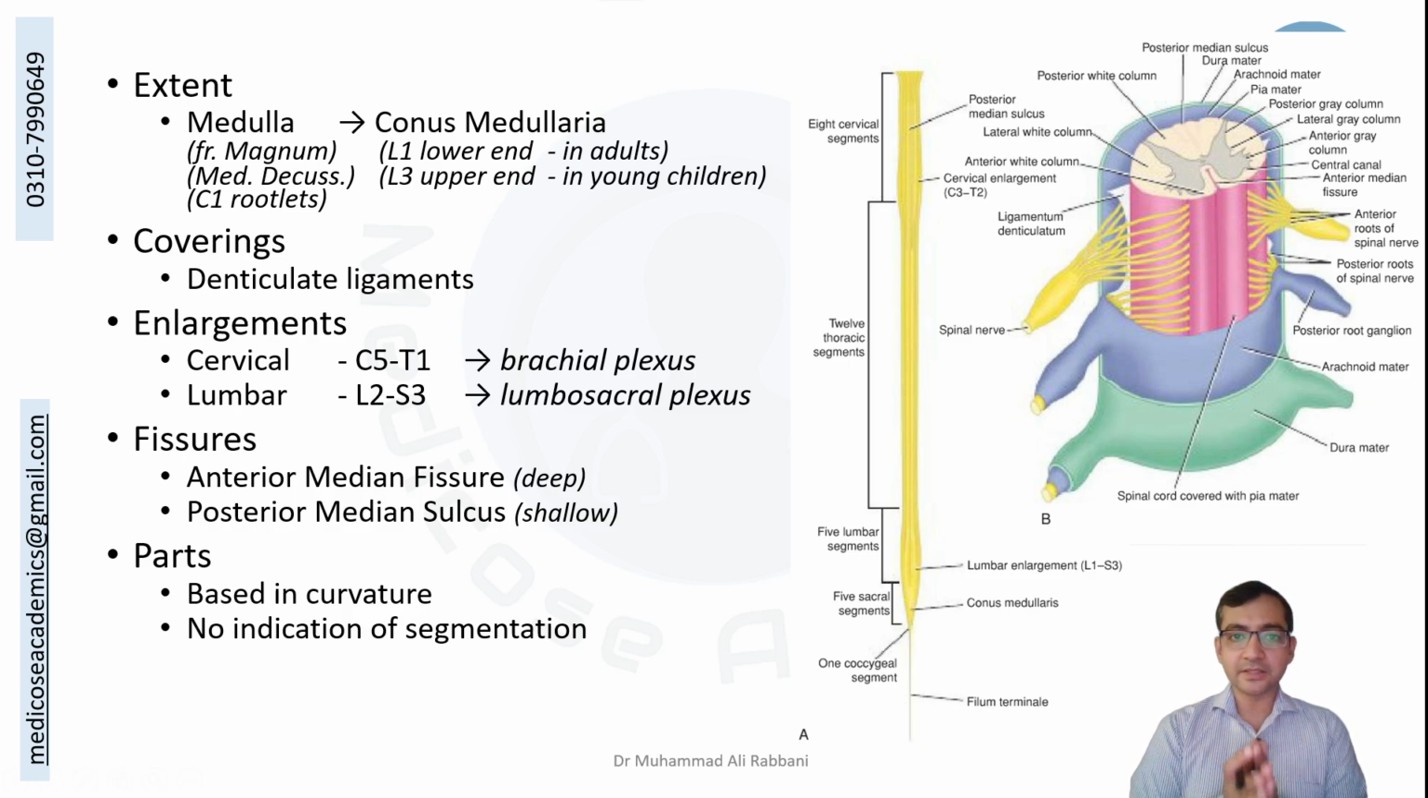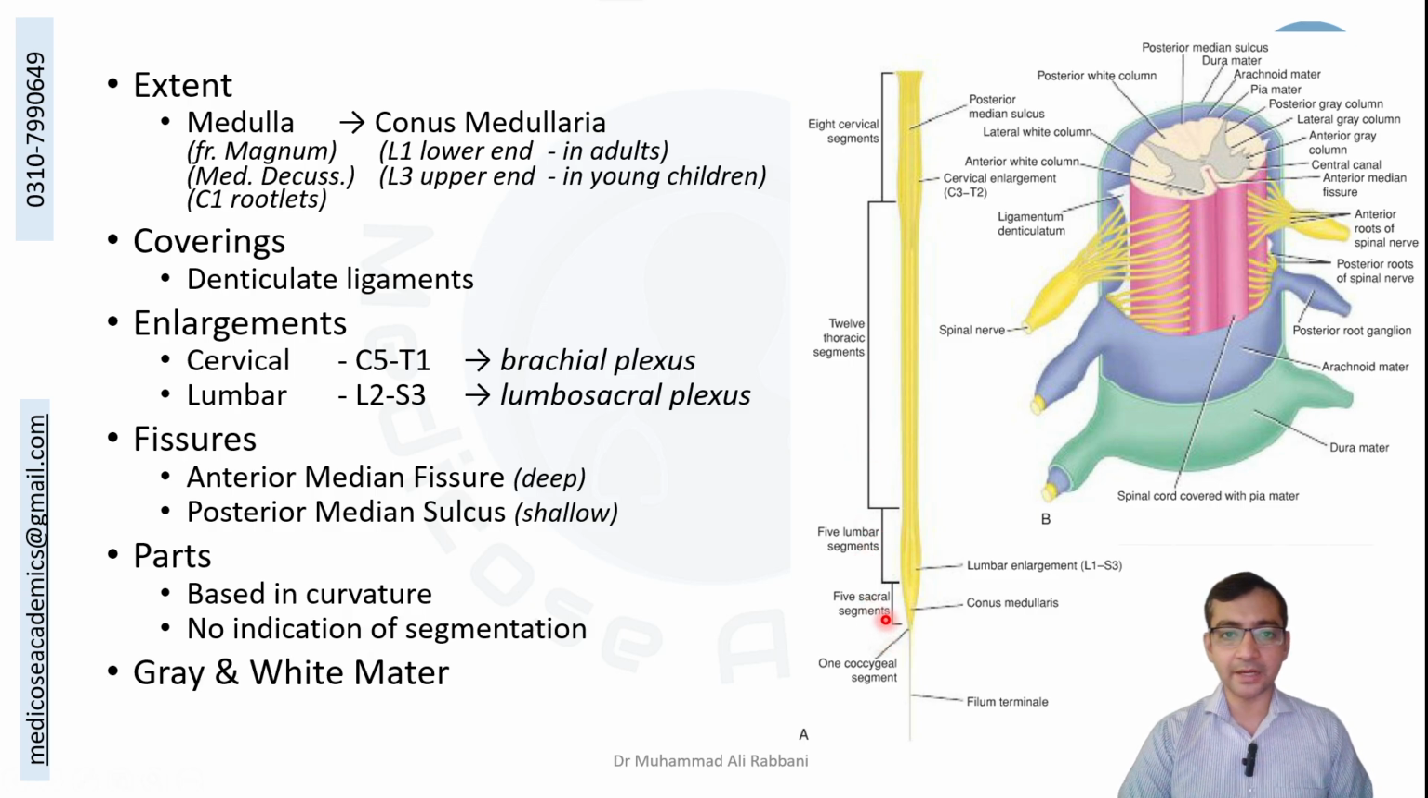These segments, as you can see in this picture, the cervical, the thoracic, the lumbar, the sacral, and the coccygeal segments, are basically named for the spinal nerves that are going to exit these parts and supply the respective areas. The 8 nerves that exit the cervical part supply the neck region. The 12 go to the thorax, the 5 go to the lumbar region, the 5 go to the sacral region, and the last one to the coccygeal level.